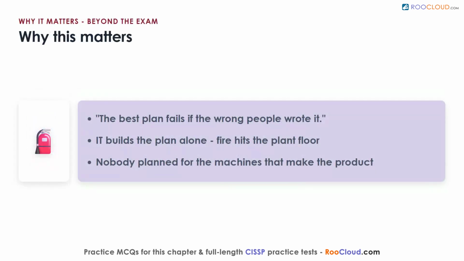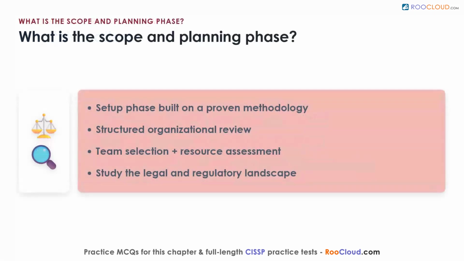Why does this matter beyond the exam? Because the strongest plan in the world fails if the wrong people wrote it. Imagine a manufacturer where only the IT group builds the continuity plan in a back room. When a fire hits the plant floor, the plan says nothing about the specialized machines that actually make the product. As a security professional, you set the plan up to succeed by getting the right voices in the room from day one. So what is the project scope and planning phase, and what goals guide it?